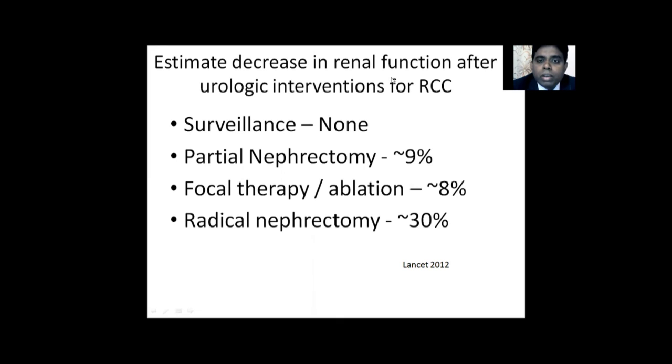When we are doing renal cancer management, they estimate the reduction in renal function. In active surveillance, we are not losing any nephrons. In partial nephrectomy or the minimally invasive treatments, we are losing roughly about 10% of nephrons. But in radical nephrectomy, we are losing 30% of the nephrons. You might ask, why not 50%? Because when we lose one kidney, we should lose 50% of renal function. But after radical nephrectomy, there is some functional adaptation in the kidney, like hyperplasia of the remaining nephrons and hyperfiltration. So the renal function reduction is only 30% rather than 50%.